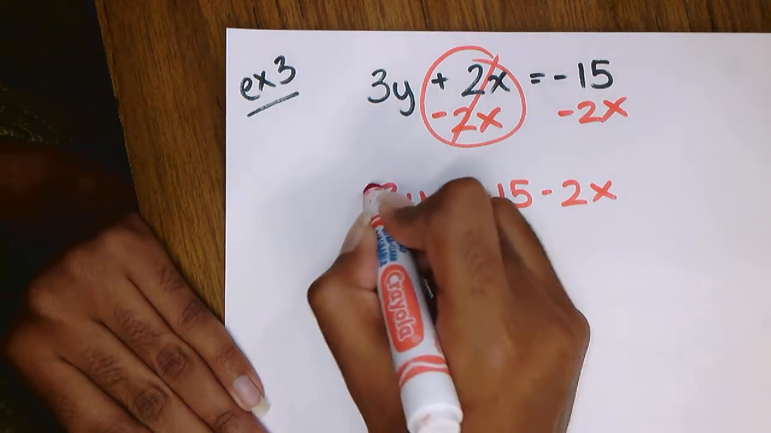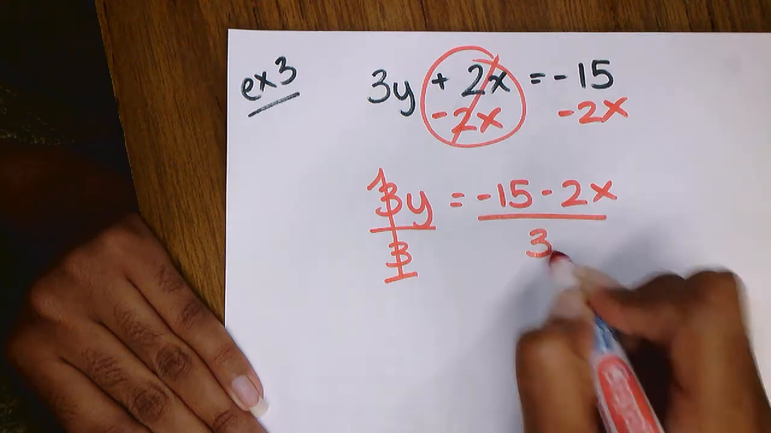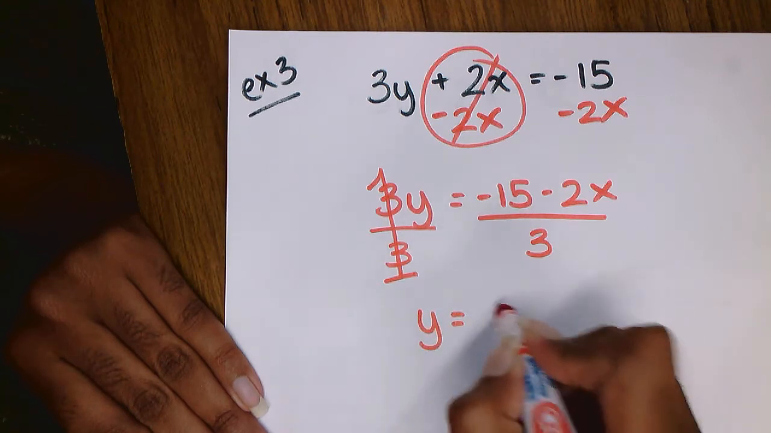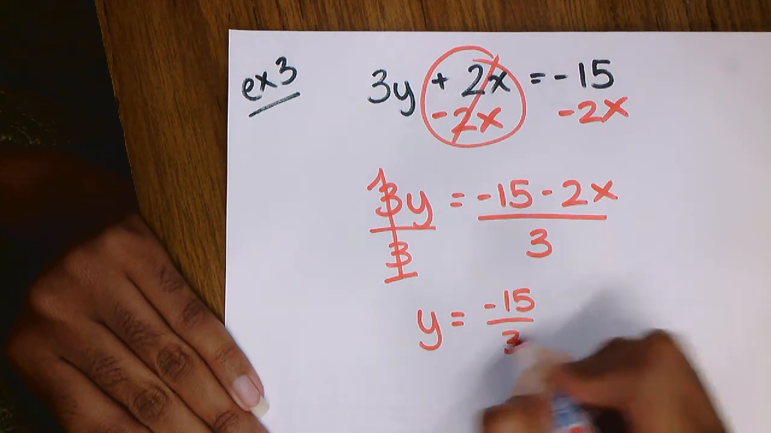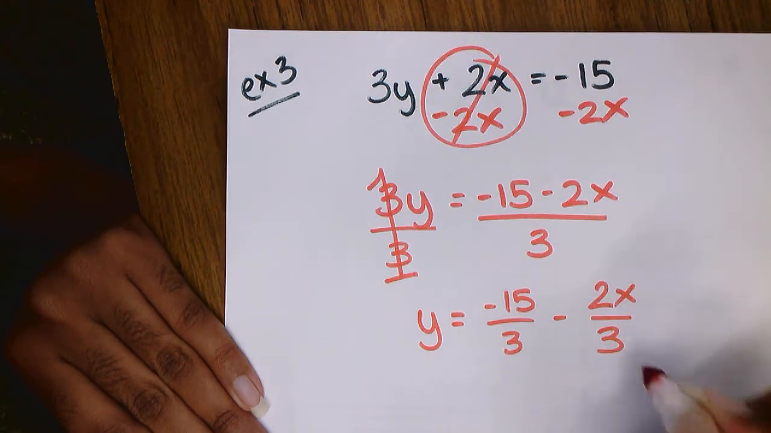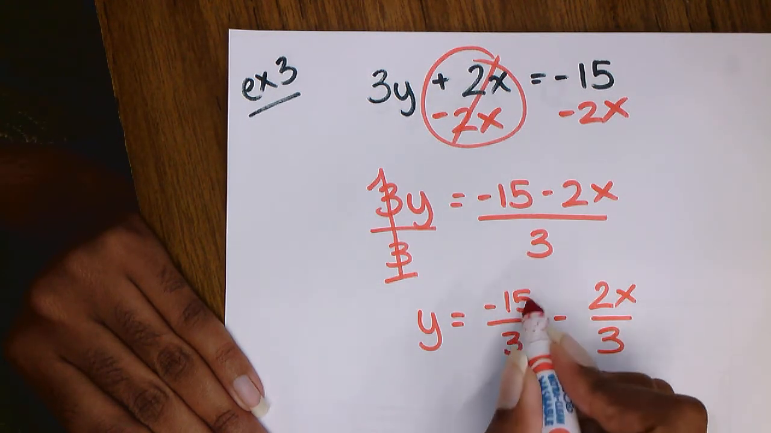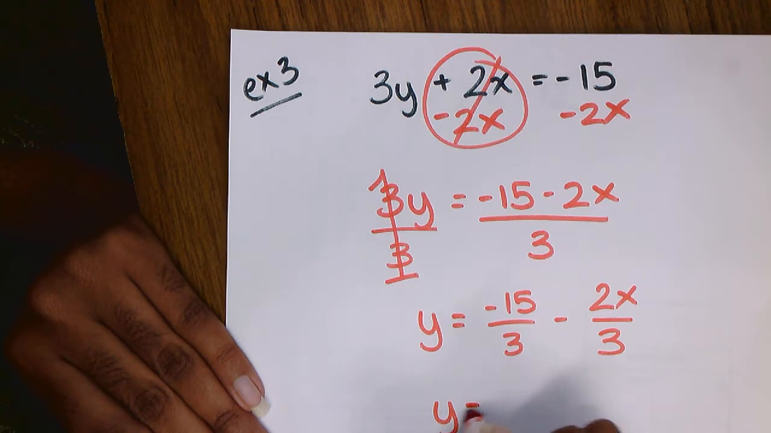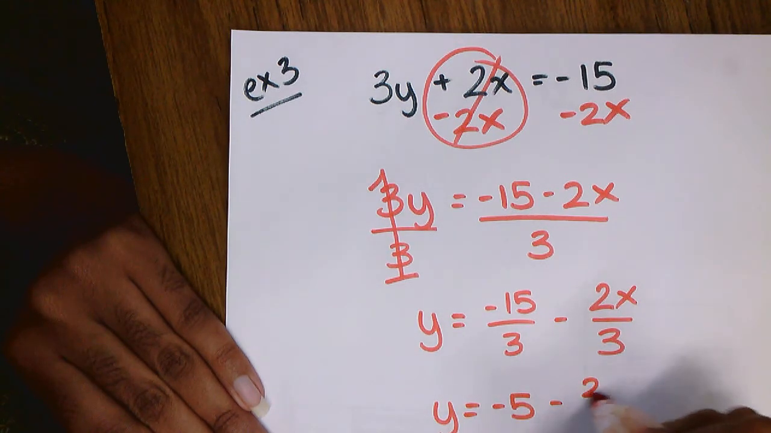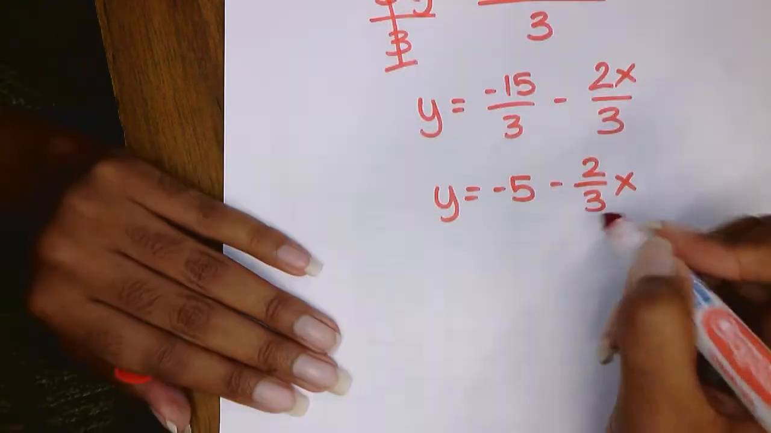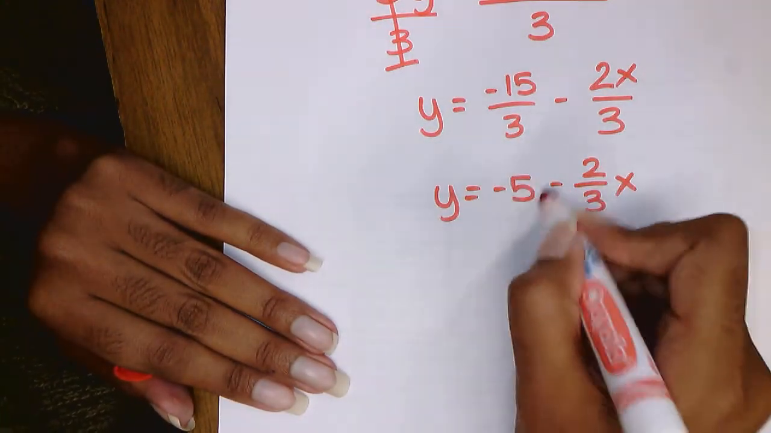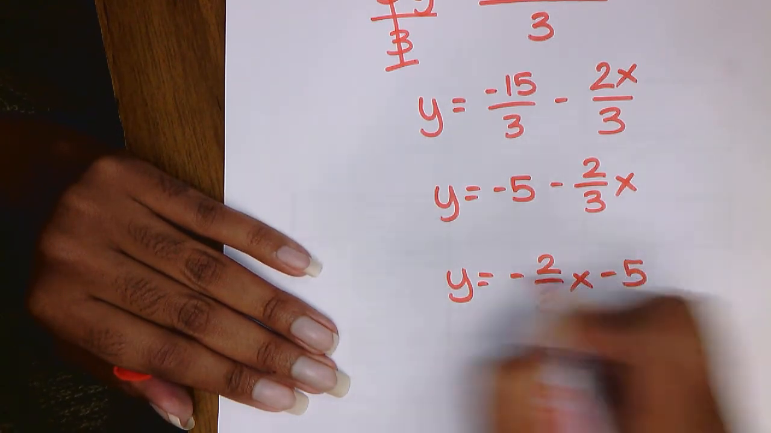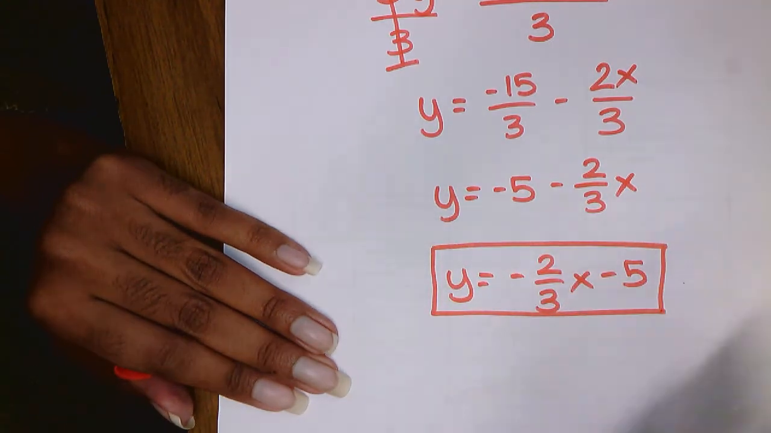Then we're going to divide both sides of our equation by 3 in order to isolate y and turn it into just 1y instead of 3y. Now we have y is equal to negative 15 over 3 minus 2x over 3. Well, 15 over 3 is 5, so negative 15 over 3 is negative 5. Minus 2/3 x. And then we just want to rearrange this so that way our x term is first and our constant is second. y is equal to negative 2/3 x minus 5. So our slope is negative 2/3 and our y-intercept is negative 5.